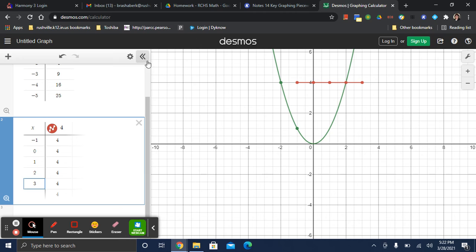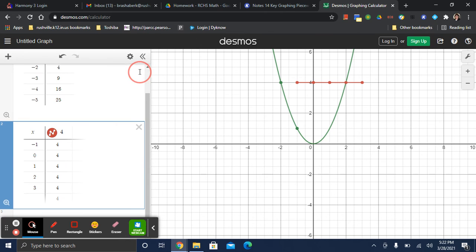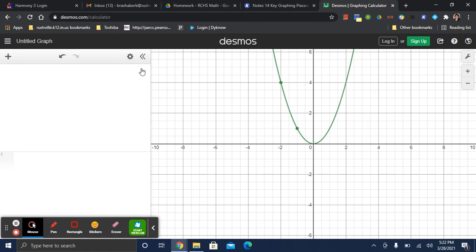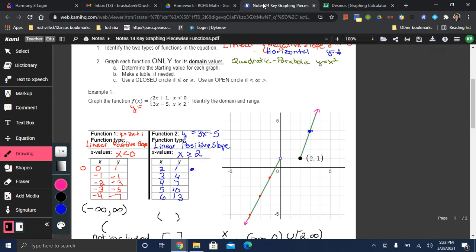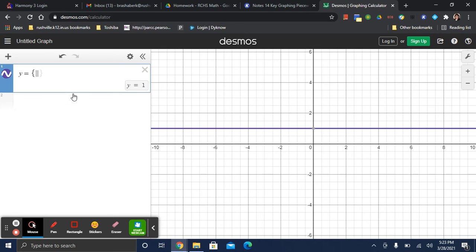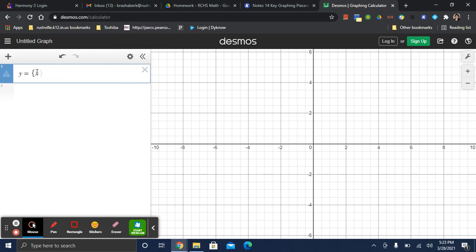So on Desmos, if I wanted to see the graph like what you have on your paper, you would type in y equals, and then you have to use a brace. That's on the shift, right beside the letter P. So you get this brace, and it says x is less than 0. So I have to type that in. Make sure you're in the gray box there. So x, use your less than button, 0.